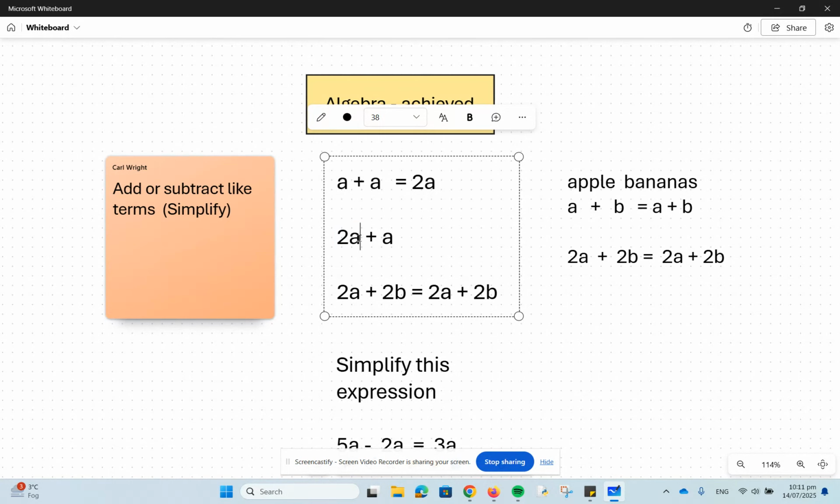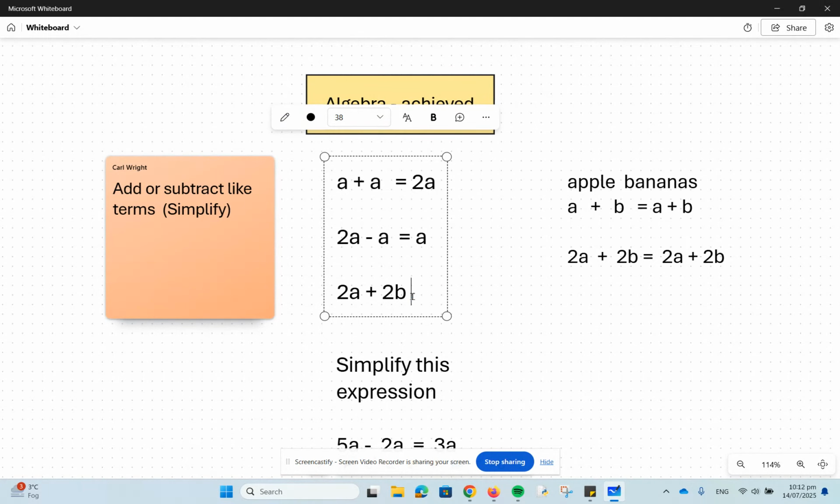So if the letter's the same and the power's the same, then I can add them. That number in front, remember, isn't important. That means I can go, yep, there's actually 3 of those. Or I could subtract. I could go, I've got 2 of them and I'm minus 1. So I'm going to end up with only 1 left over. So I can add and subtract if the letter is the same and the power is the same.